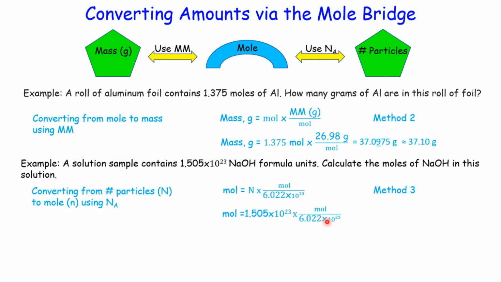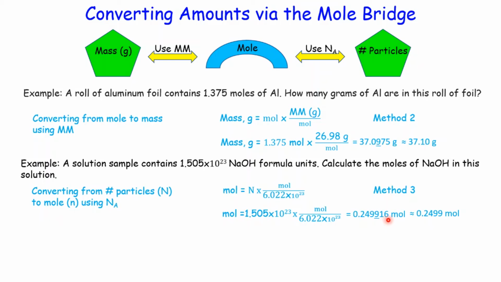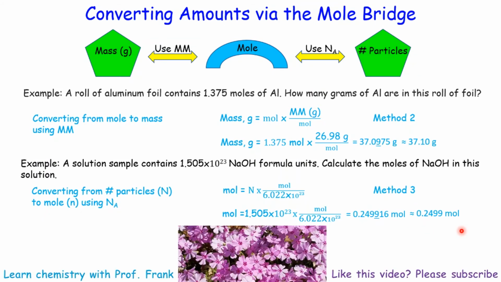Then Avogadro number. So again, your calculator would give you something like this. And what's the number of sig figs in this question? That's also 4. So I underline the last digit. Then we just drop the digit after that, since it's less than 5. So therefore, we have 0.2499 moles.